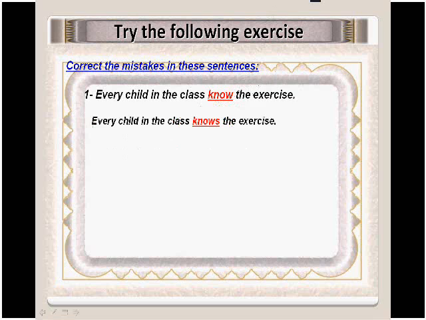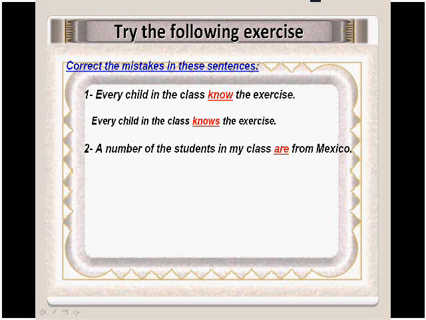So the answer is going to be every child in the class knows the exercise. Of course, remember when we talked about the word every, and we said that this word is always singular, and then the verb should be singular, so it will be every child in the class knows the exercise.